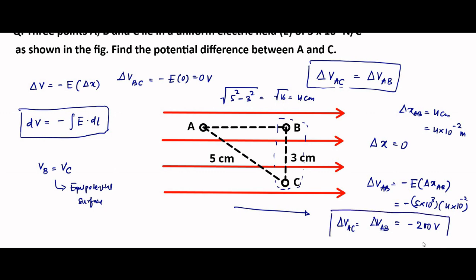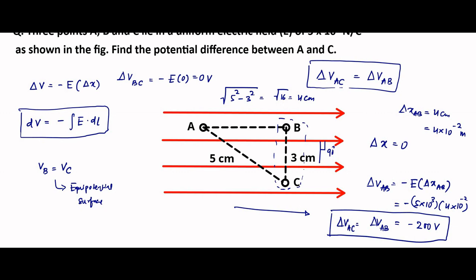Because points B and C lie on the equipotential surface, they are located along the same line in the direction perpendicular to the electric field. So there is no change in potential between these two points.